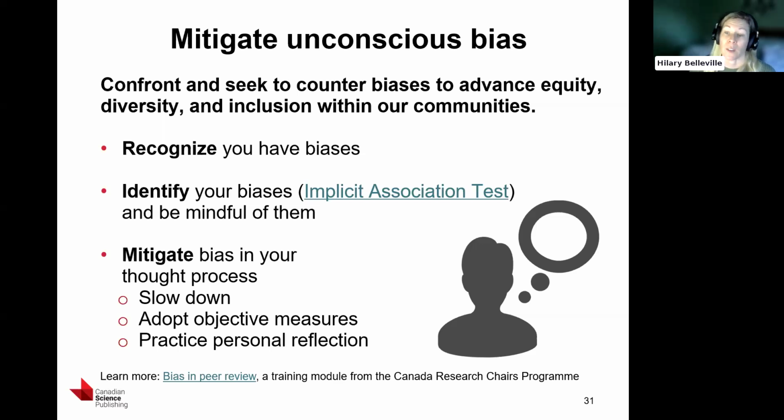And importantly, when it comes to editorial work, first off, you want to slow down. A heavy cognitive load triggers mental shortcuts. So it's worth carving out space for editor tasks. Quick decisions made on the run are more prone to bias. You want to adopt objective measures. So become familiar with those key questions to ask when assessing a new manuscript. And finally, practice personal reflection. Occasionally ask yourself, why do I think that? Or what am I missing? It can help sharpen your judgment.